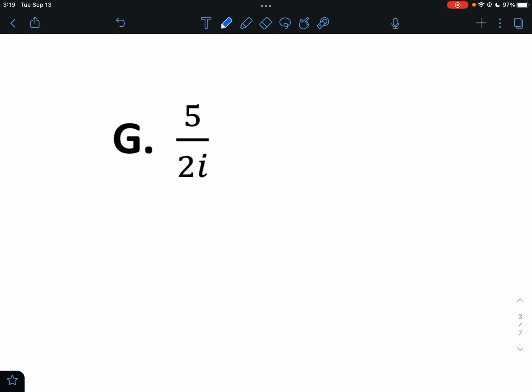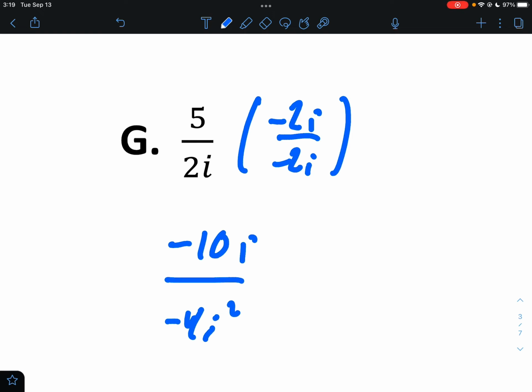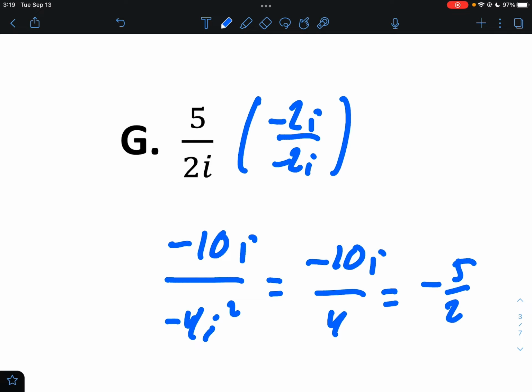Same thing on G. We're going to multiply by the conjugate, negative 2i over itself. So it's negative 10i over negative 4i squared, which would be negative 10i over 4, or negative 5 halves i.